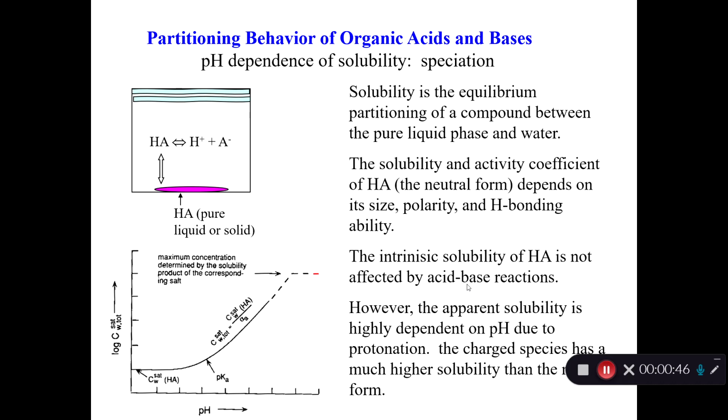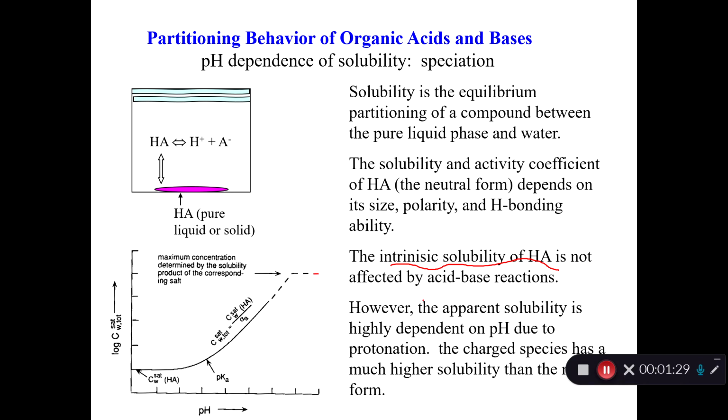Solubility, as we know, is the equilibrium partitioning of a compound between the pure liquid phase and the water. And the solubility is intrinsically linked to the activity coefficient, and Renee Schwarzenbach will never let you forget it. So the solubility of the neutral form and the activity coefficient of the neutral form of the chemical depends on, as we've already discussed, its size, polarity, and hydrogen bonding. But the intrinsic solubility of this uncharged form of the chemical is not affected by the acid-base reactions. As long as the chemical stays in the neutral form, everything that we've already learned in this class still applies.